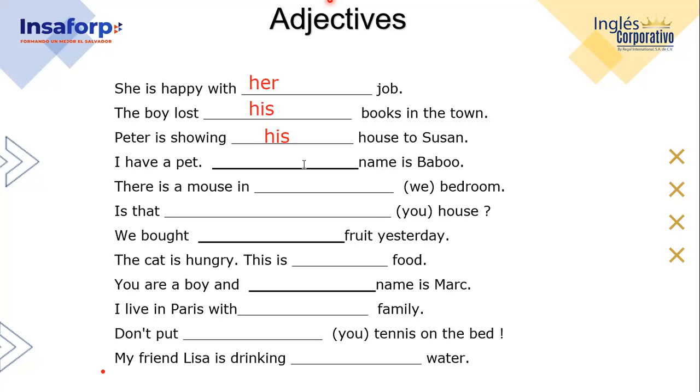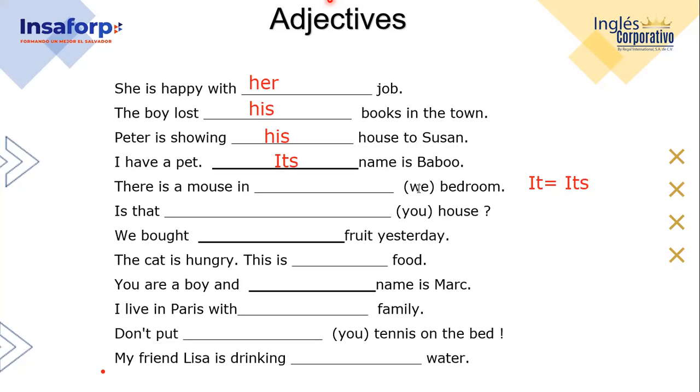Now, the next one, I have a pet. My. Okay, tenemos también el pronombre it, ¿verdad? Para animales y para cosas. En este caso es un animal. ¿Cuál es el adjetivo posesivo? Utilizamos it. Que se pronuncia igual también que esta contracción, it's. Se pronuncia igual, ¿verdad? Pero significa algo diferente. So, su nombre, ¿verdad? En este caso sería its name. Its name is Babu. I have a pet. Its name is Babu.